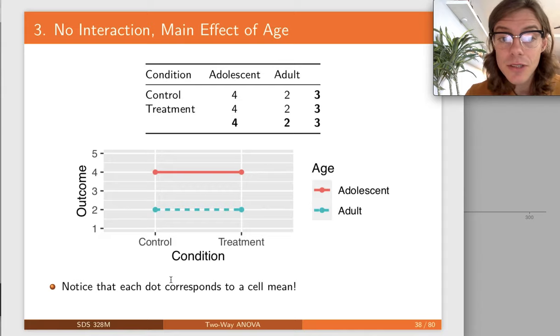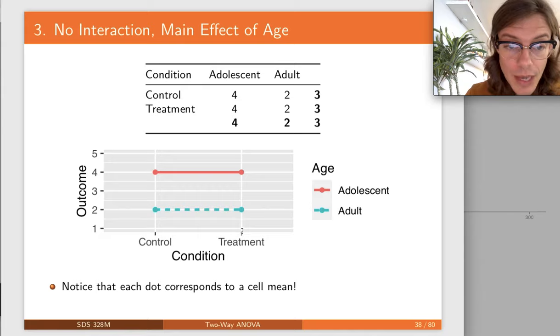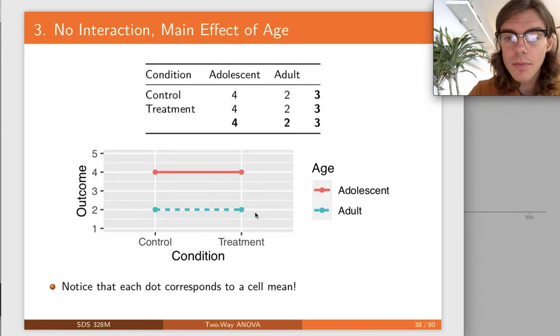Cool, and you can see this. First of all, when you go from control to treatment, what happens? Nothing. It's a flat line, right? So there's no effect of condition. But the red line is higher than the blue line, right? The adolescents have a higher outcome than adults do, so we have a main effect of age. If you're an adolescent, you have a higher outcome than adults, right? If you were to average all of these dots, these 4 dots, you get an average of 3. So 4, 4, 2, and 2, average those, you get 3. That's the average outcome overall.